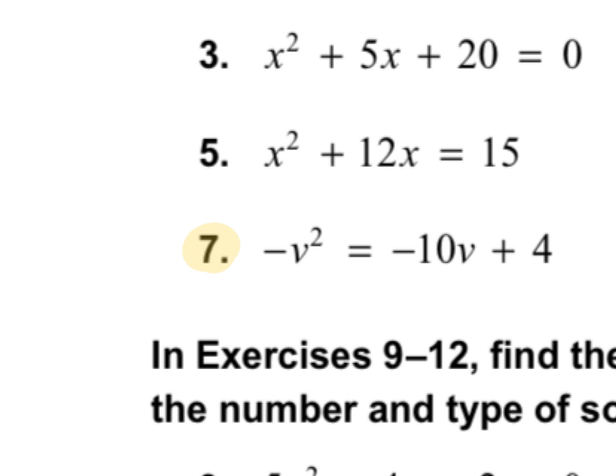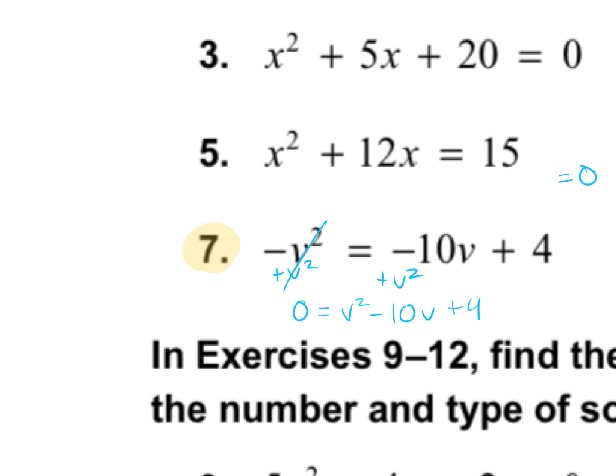It's not equal. It's got to be equal to 0. So what would I need to do to make it equal to 0? Add v squared. Perfect. So we have 0 is equal to v squared minus 10v plus 4.